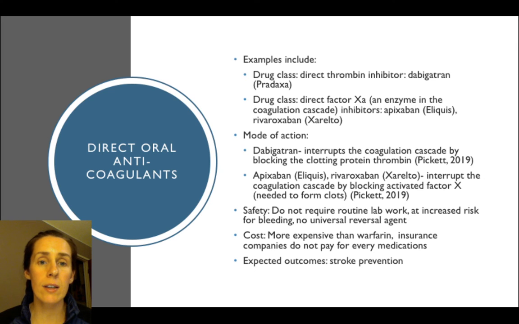Dabigatran or Pradaxa. This medication is a direct thrombin inhibitor. And then there's a couple other medications: apixaban or Eliquis and rivaroxaban or Xarelto. These two medications, their drug class is a direct factor 10A inhibitor, and that's an enzyme in the coagulation cascade.